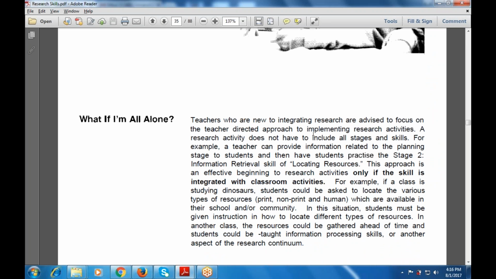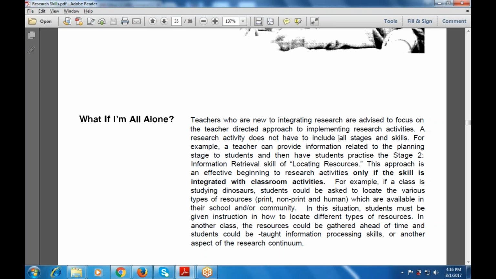Teachers who are new to integrating research are advised to focus on the teacher-directed approach to implementing the research activities, which includes all the stages and the skills. For example, a teacher can provide information related to the planning stage to the students and also let students practice. Stage 2 is information retrieval, locating the resources. This approach is very effective only if the skills are integrated with the classroom activities.